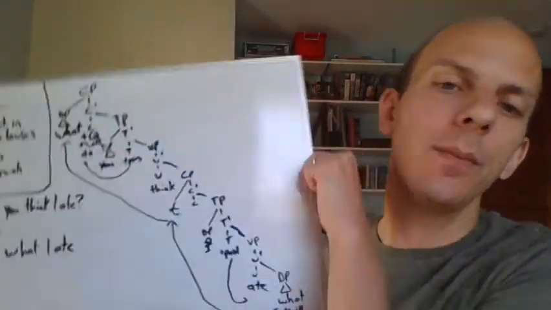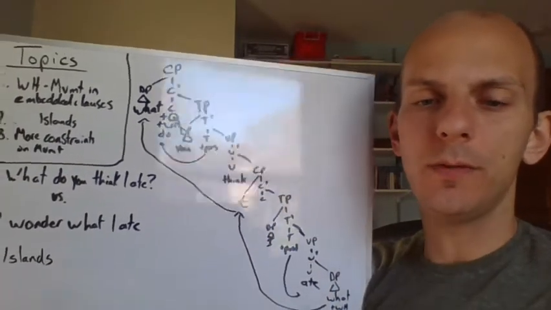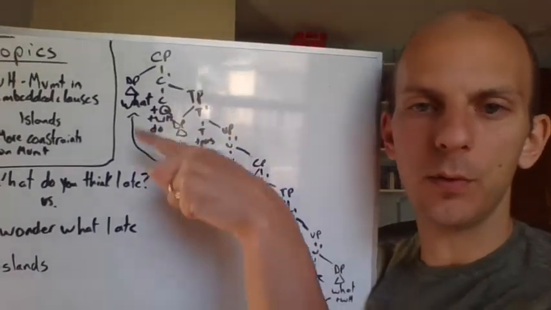Why does it do that? Stay tuned as we discuss why it must do this. But it does do it. It hops up to that lower specifier of CP position, and then it hops up from there to the higher specifier of CP position. It's going to leave behind a trace, to say I was here. It plants its flag right here.